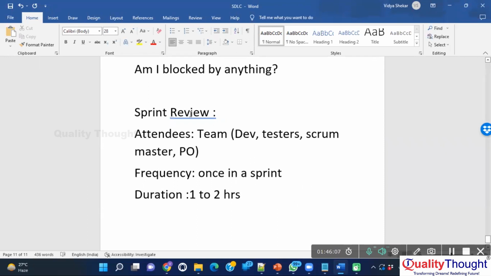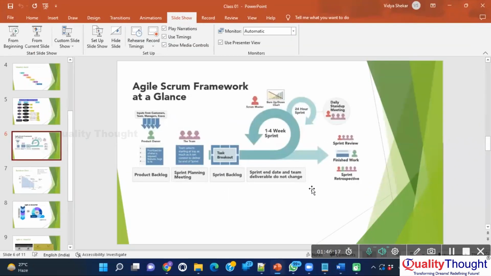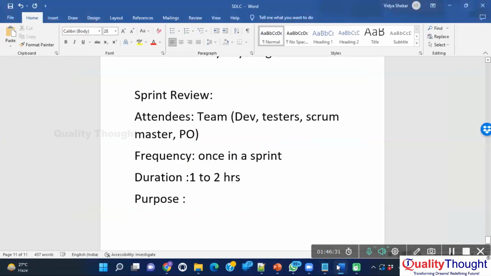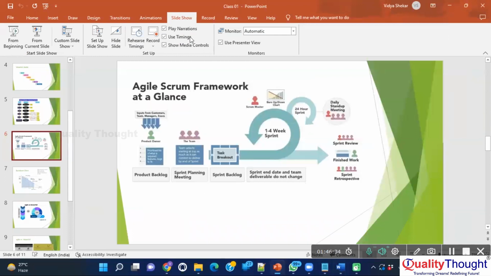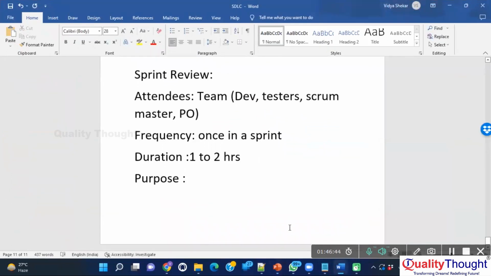What is the purpose of this meeting? They are discussing what went well in the current sprint and improvements for the next sprint. That is the retrospective. Okay. Whatever we completed in this sprint, they will review. Correct. Exactly. Not test cases, but the accomplishments like user stories.